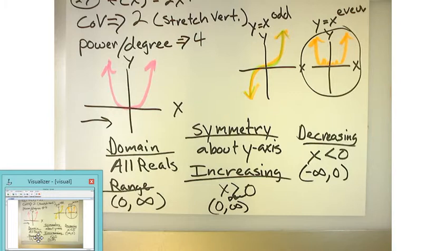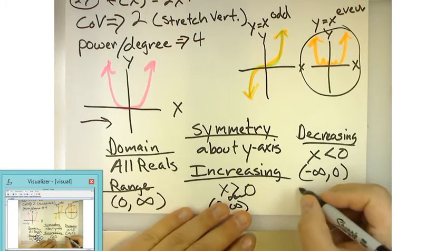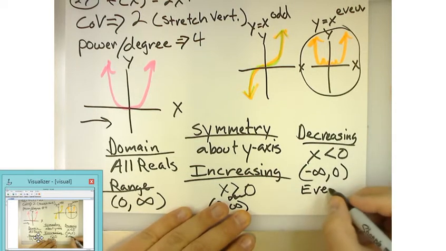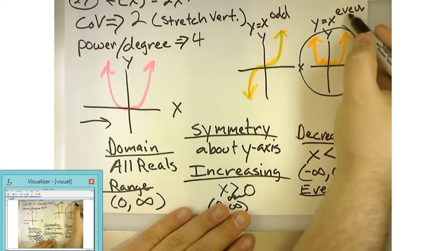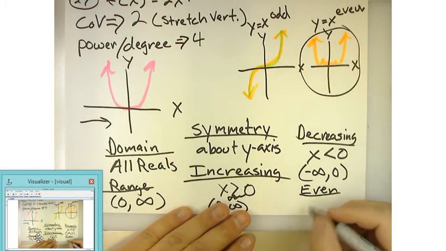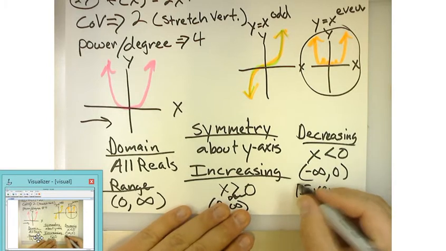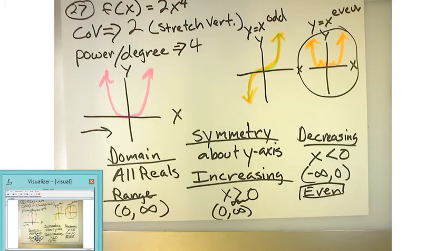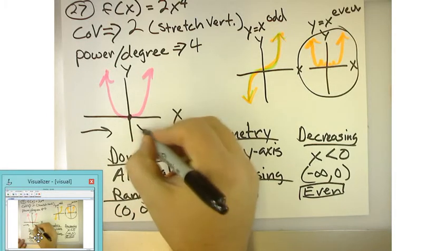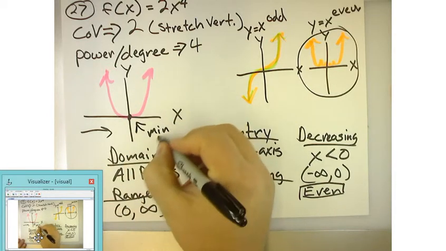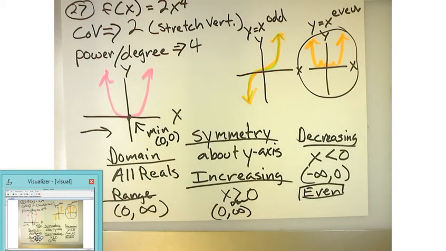Is it an odd or even function? It's an even function. Anything that's symmetrical about the y-axis is an even function. And we know it's even because it's even. I mean, it's literally even, right? Even function. What else do we know about this function? Does it have a local min or max? Local min. Yep, it has a local min right here. When x equals 0, y equals 0. Are there any asymptotes? No.